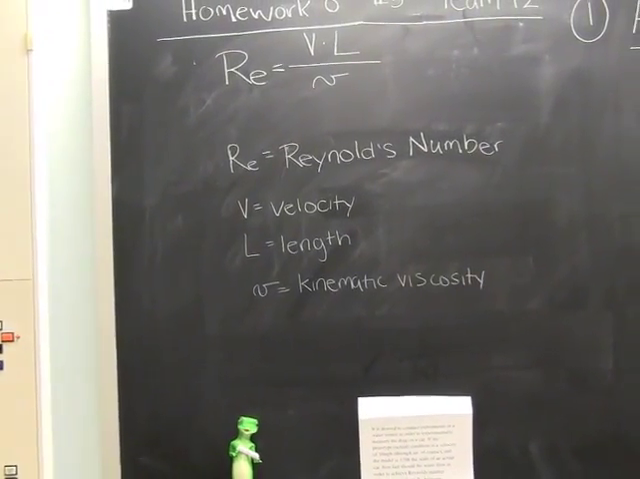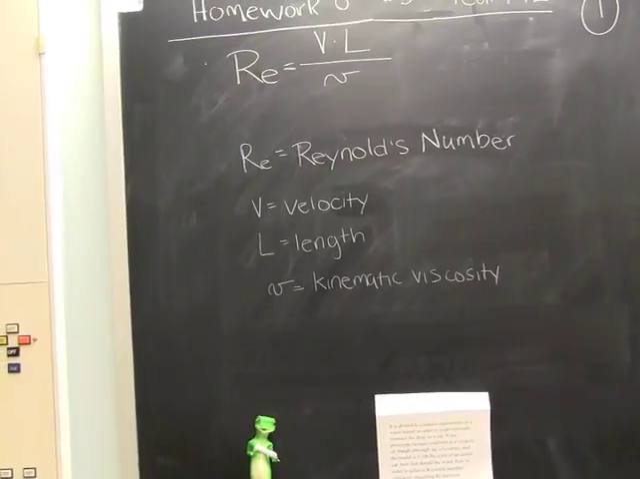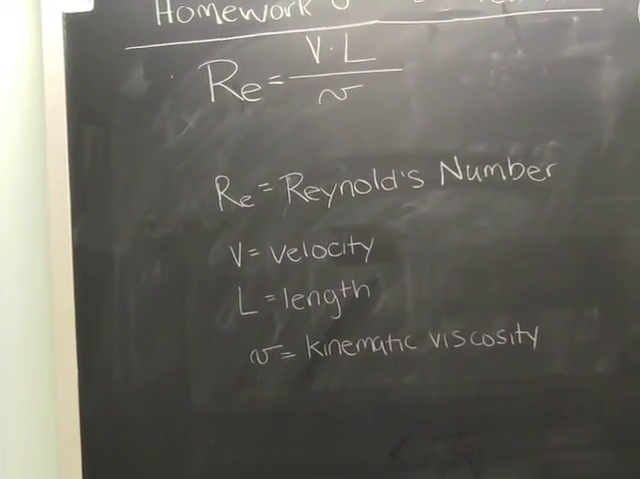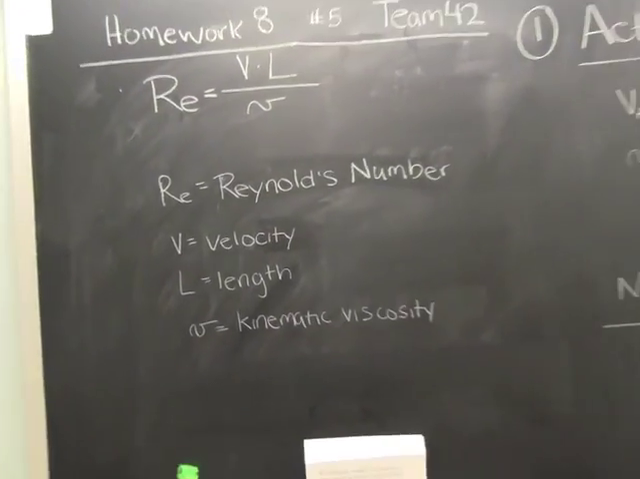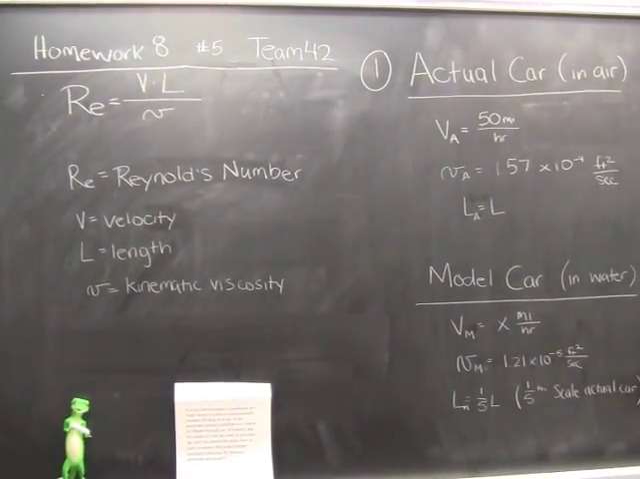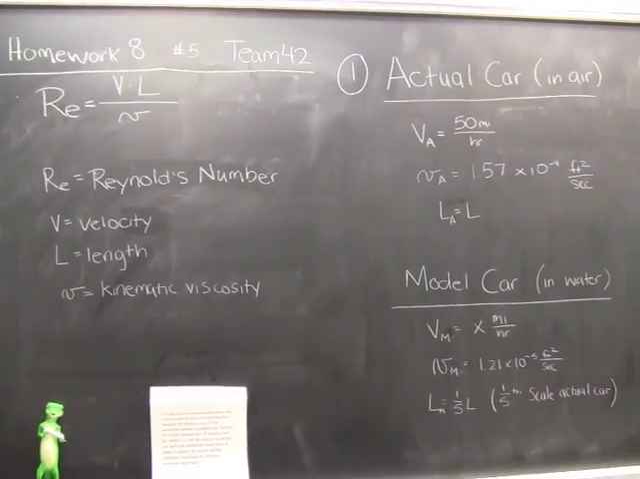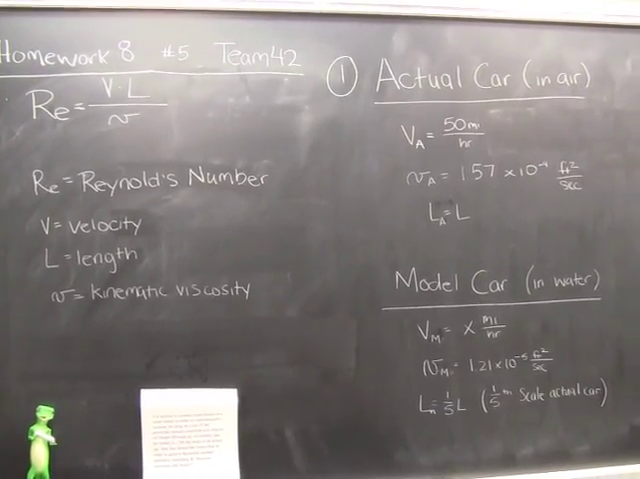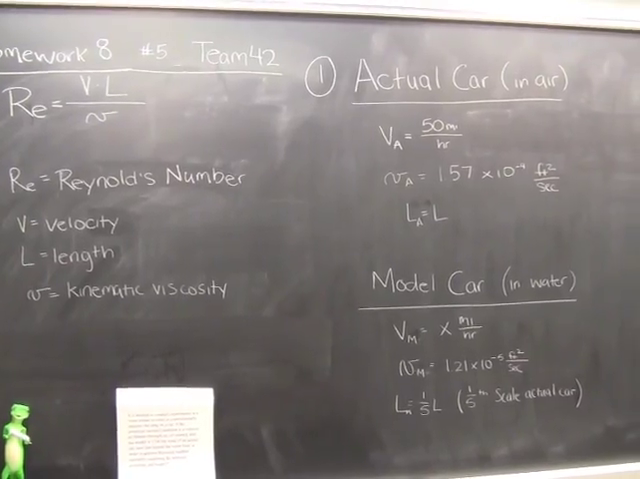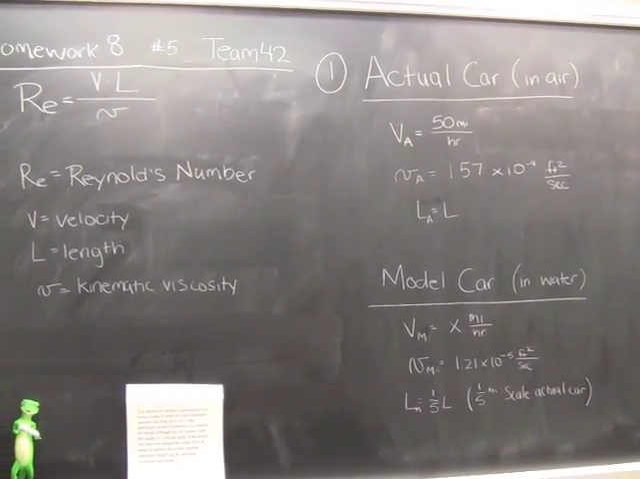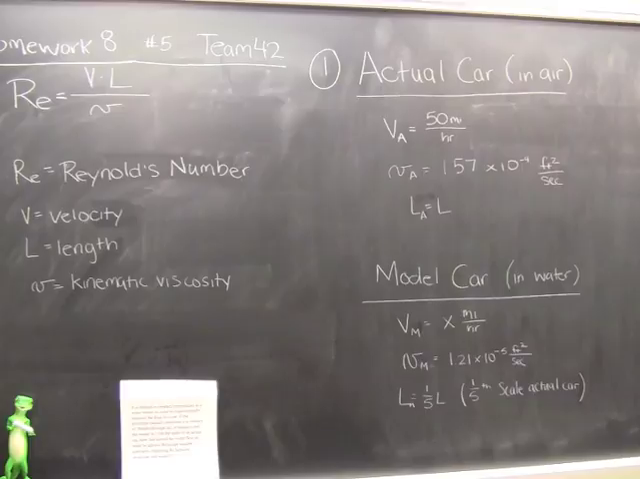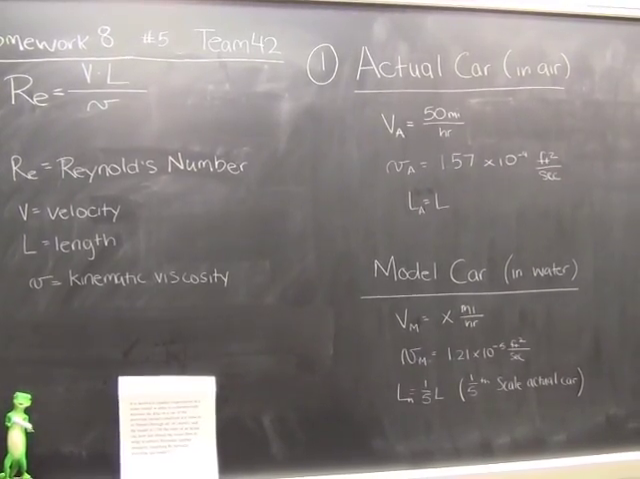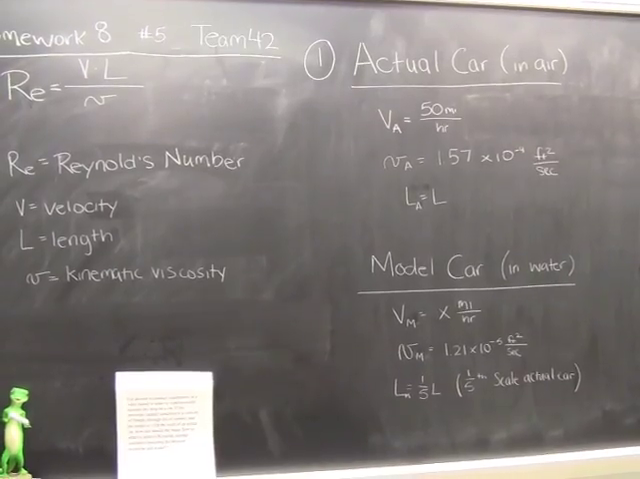First, I like to think of my process as a recipe. We're asked to find the Reynolds number. The Reynolds number is equal to the velocity times the characteristic length over the kinematic viscosity. Looking at our problem, for the actual conditions, which is the car and air, the velocity given was 50 miles an hour. The kinematic viscosity of air is 1.57 times 10 to the negative 4 feet squared per second. And the length, which for a car is considered the width of the car, we'll just consider a generic L.